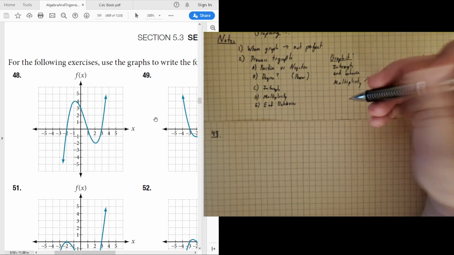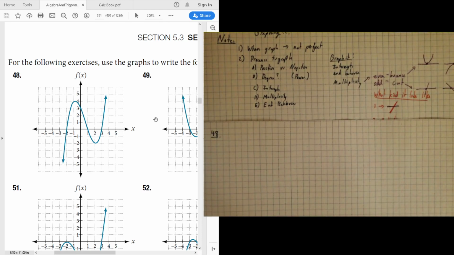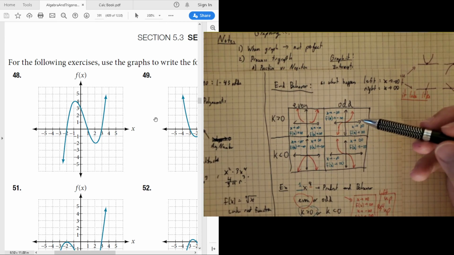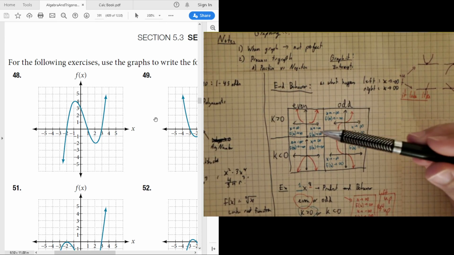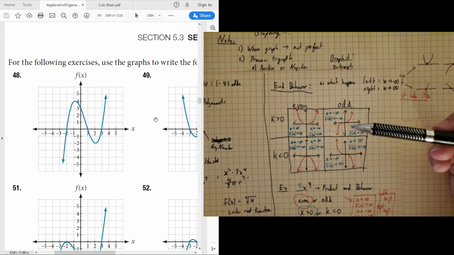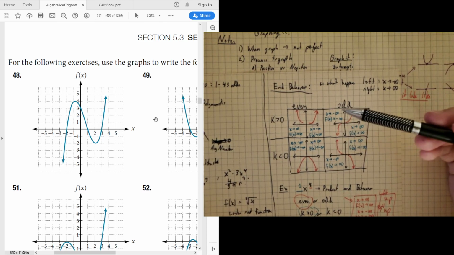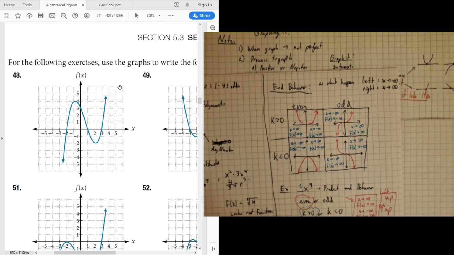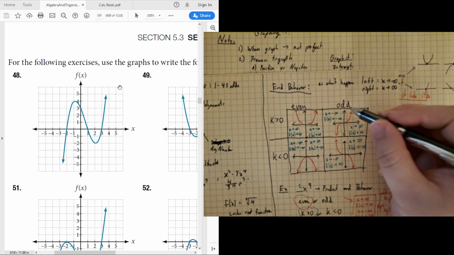So, looking at this graph, the first thing I can observe is if I look at the graph as an overall picture, it seems to fit into this top right category. It's an odd function with a greater than 0. Notice the bottom left-hand side goes down, the top right-hand side goes up, just like it does in the picture itself. Down and to the left, up and to the right. So I know it's going to have some properties similar to this one.